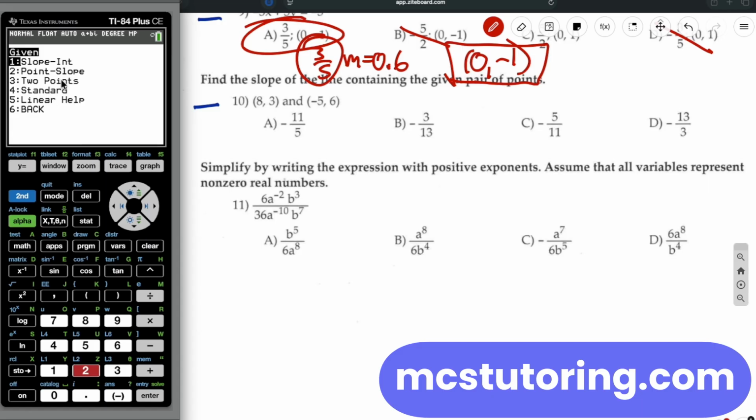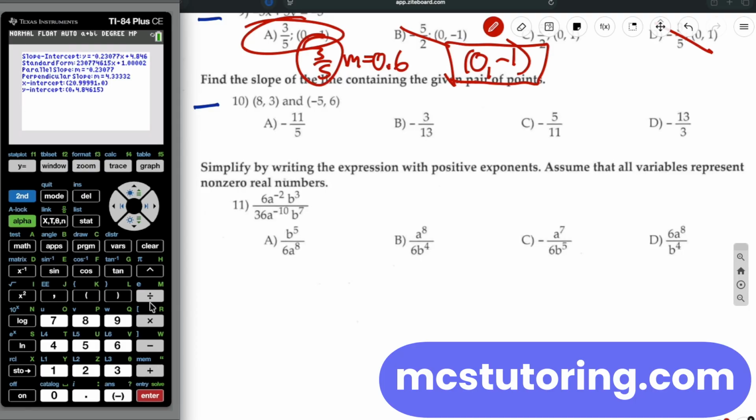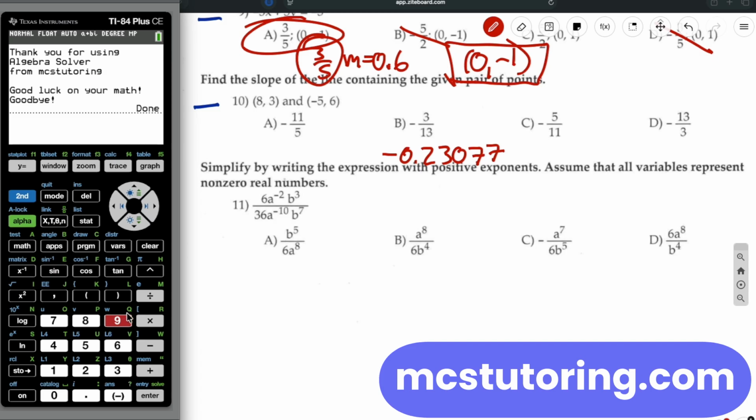But going back to this, we have 2 points. 8, 3 is our first coordinate. The second coordinate is -5 and 6. So what's the slope, and the parallel slope is negative, look at this, this is crazy. Negative 0.23077. Now this is legitimately a pain.